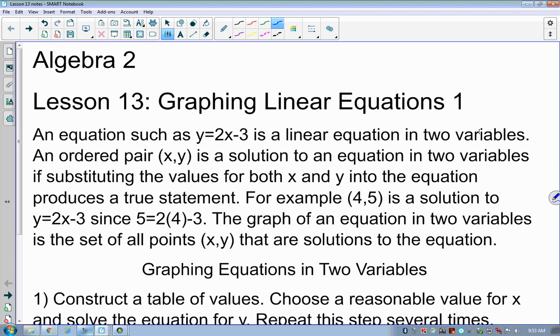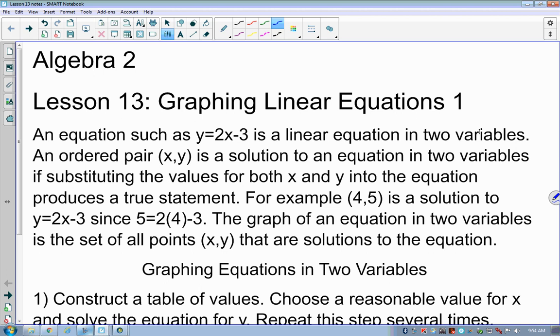We can use an ordered pair, (x, y), as a solution to an equation in two variables if substituting the values for both x and y into the equation produces a statement that is true. So for example, if we plug in 4 for x and 5 for y, we would get 5 equals 2 times 4 minus 3. 2 times 4 is 8. 8 minus 3 is 5. Therefore, we have a true statement.